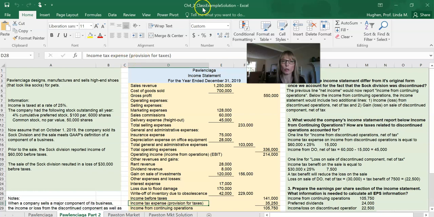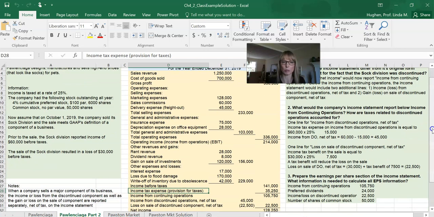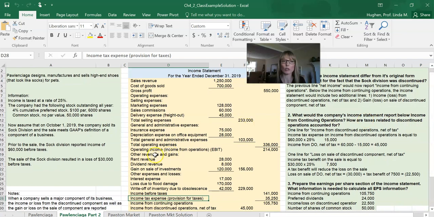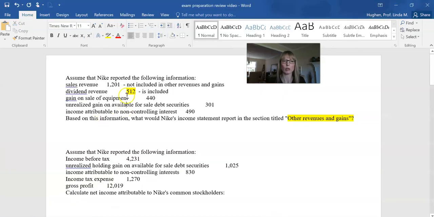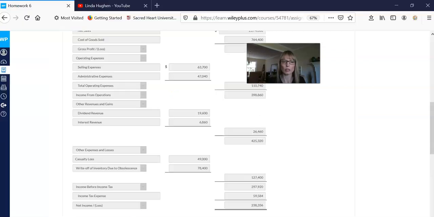In chapter 4_2 class examples, we did the problem with Balenciaga, where we were given a lot of account information and asked to prepare the income statement. So we have this section of other revenues and gains. We see rent revenue, dividend revenue, gain on sale of investments. Okay, well, this gain on sale of equipment is accounted for the same way as gain on sale of investments. How do I know that? And what else could there be?